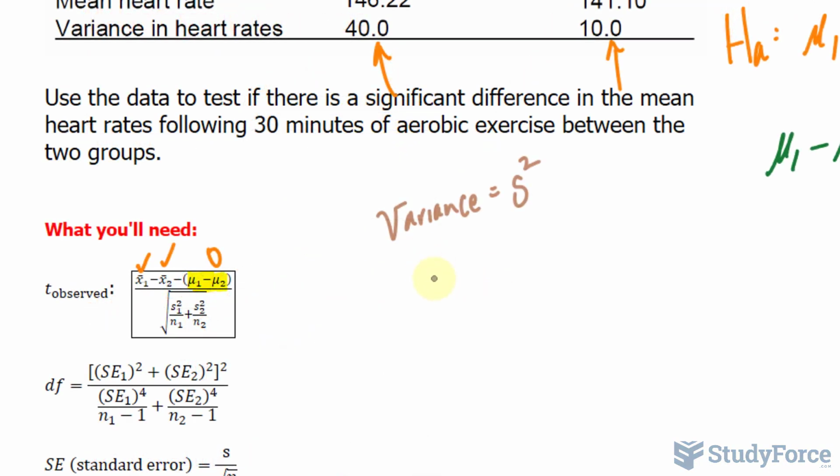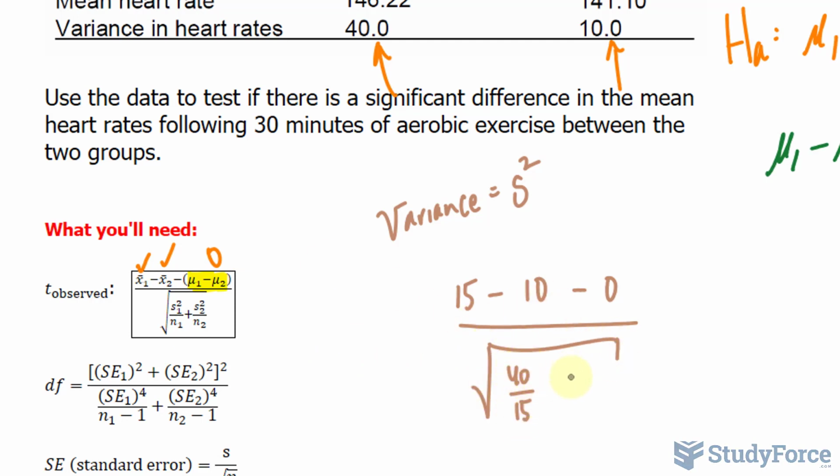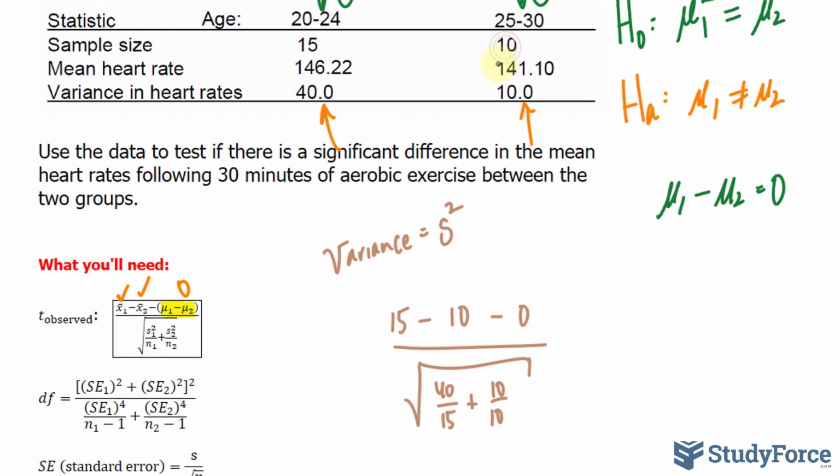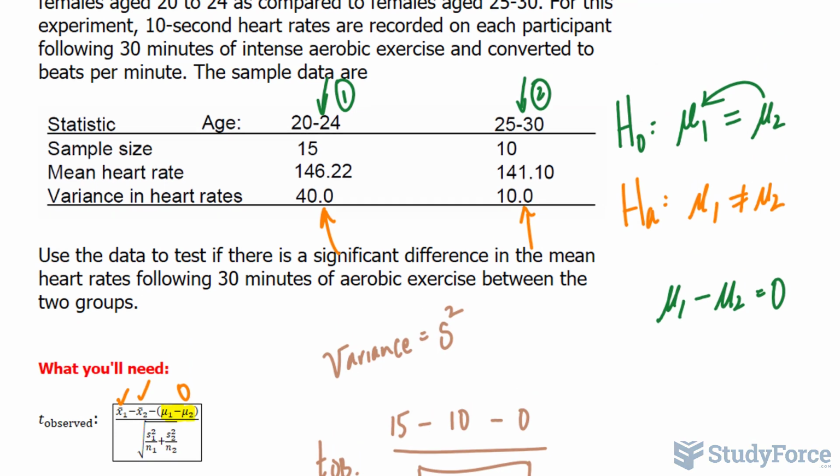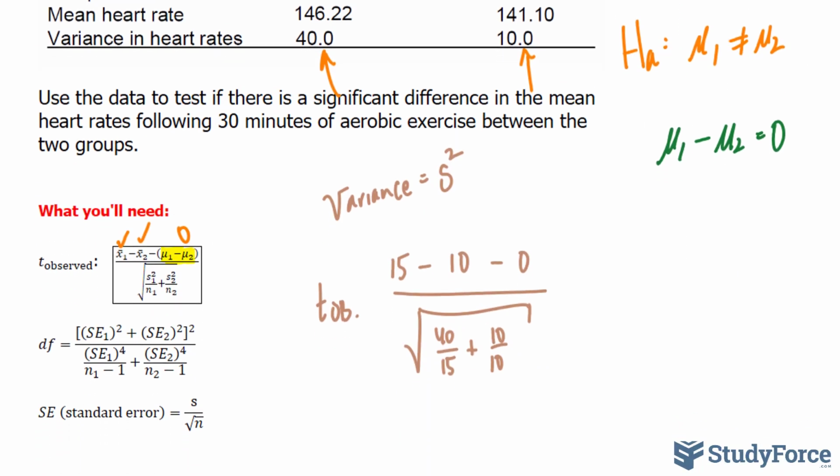Calculating this, we have 15 minus 10, that's these two, minus 0, over, at the bottom, the square root of 40 over 15 plus 10 over 10, right? 10 and 10. That will be our t observed. Oh, and by the way, I did mention in question number 1, if your hypothesis is equals and not equals to, use a two-tailed test. So just keep that in mind for later.